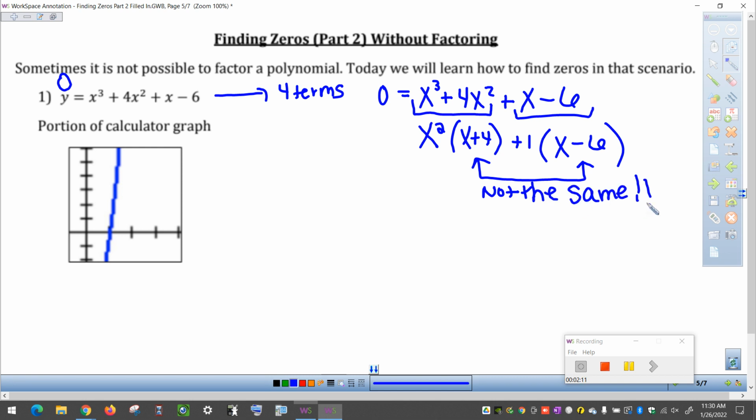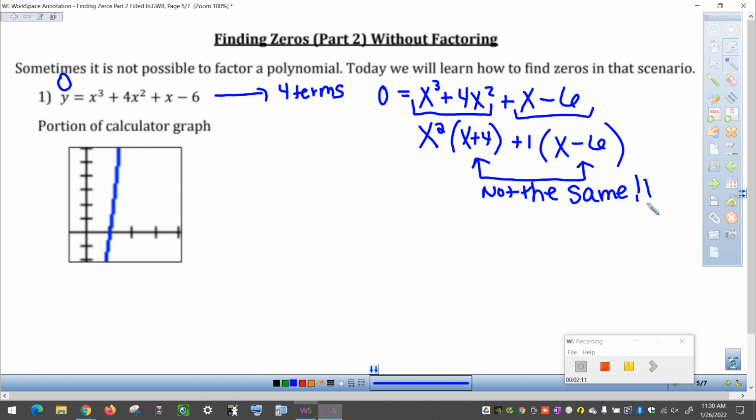We're only actually able to go forward to the next step if that parenthesis part is the same. There's no other factoring methods that we have that we can use. And so we're going to actually approach this a little differently using the help of a calculator graph.